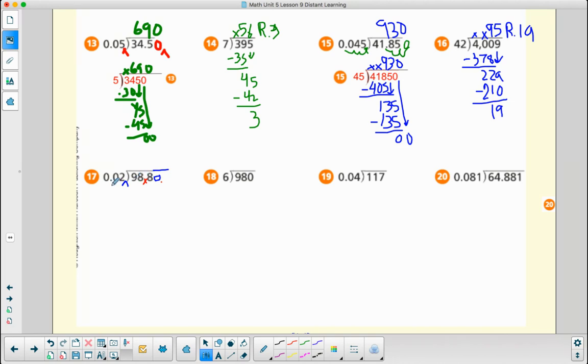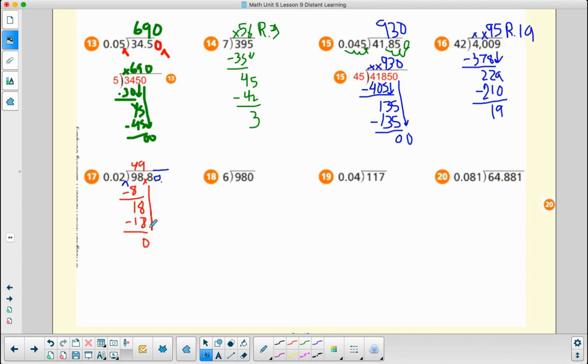How many 2s in 9? There would be 4. 4 2s would give me 8. And I would have 1 left over. Bring down my 8. How many 2s in 8 would be 9? That's 18. That means I used them all, so I didn't have any left over.